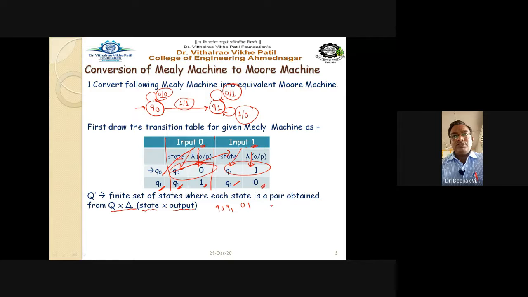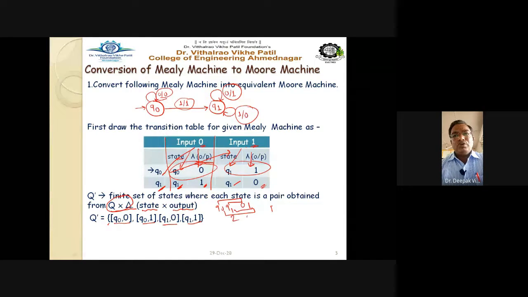So I will form the new states like this: Q dash equal to, in curly brackets, this becomes my first state, Q0 comma 0. Then Q0 comma 1. Then Q1 comma 0, which is the third state, and Q1 comma 1, which is nothing but the fourth state. So you have two states and two outputs. That means how many new states will there be? Definitely there will be four new states.